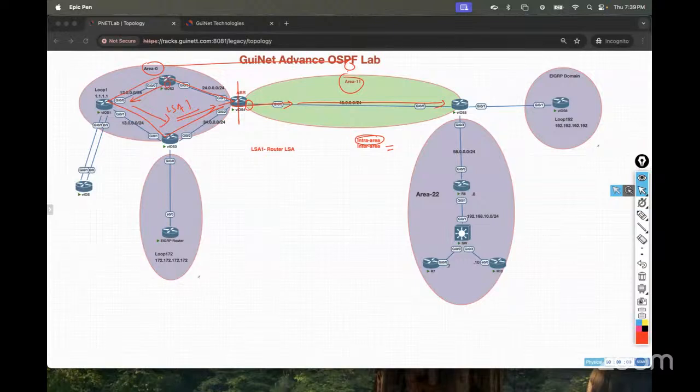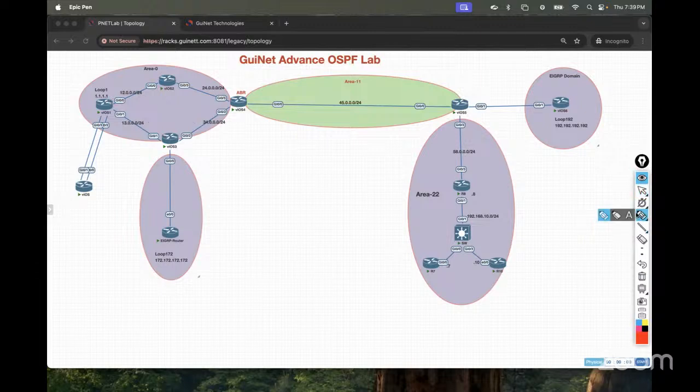Now we have the second type, the area LSA. Let me write it here. The second LSA is LSA2, right? So what is this LSA2? That is basically known as the network LSA. So what is the network LSA? This LSA is also going to stay within the area, right? So this is also known as the intra-area LSA. Means this LSA2 also is not going to travel from one area to another area.